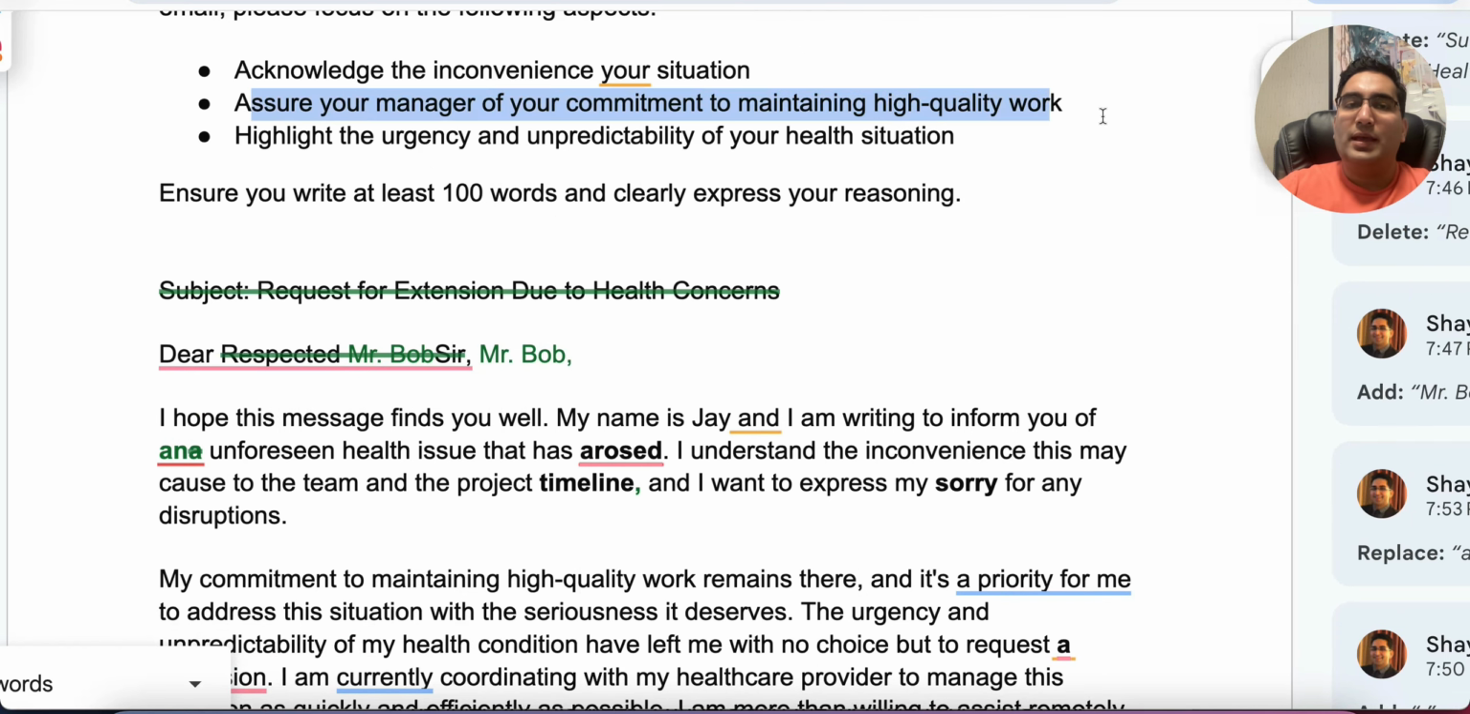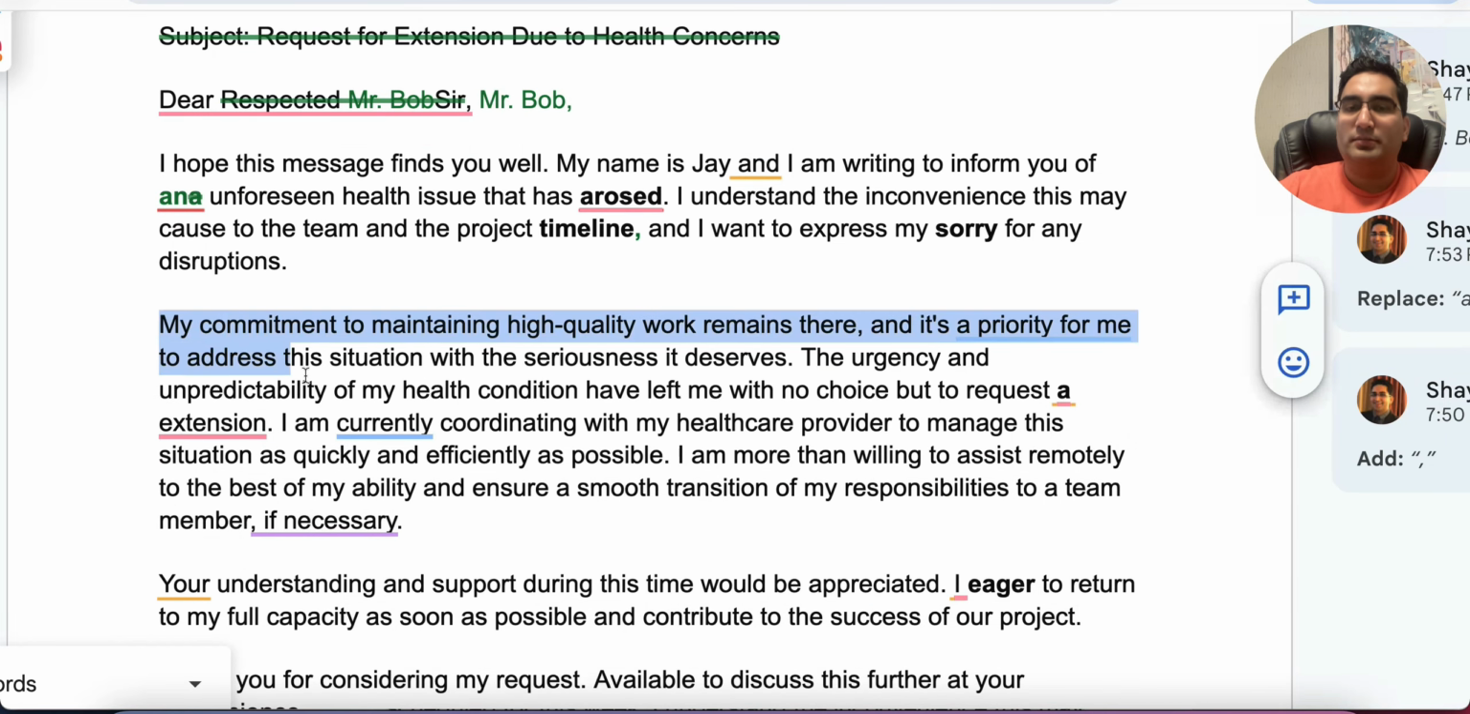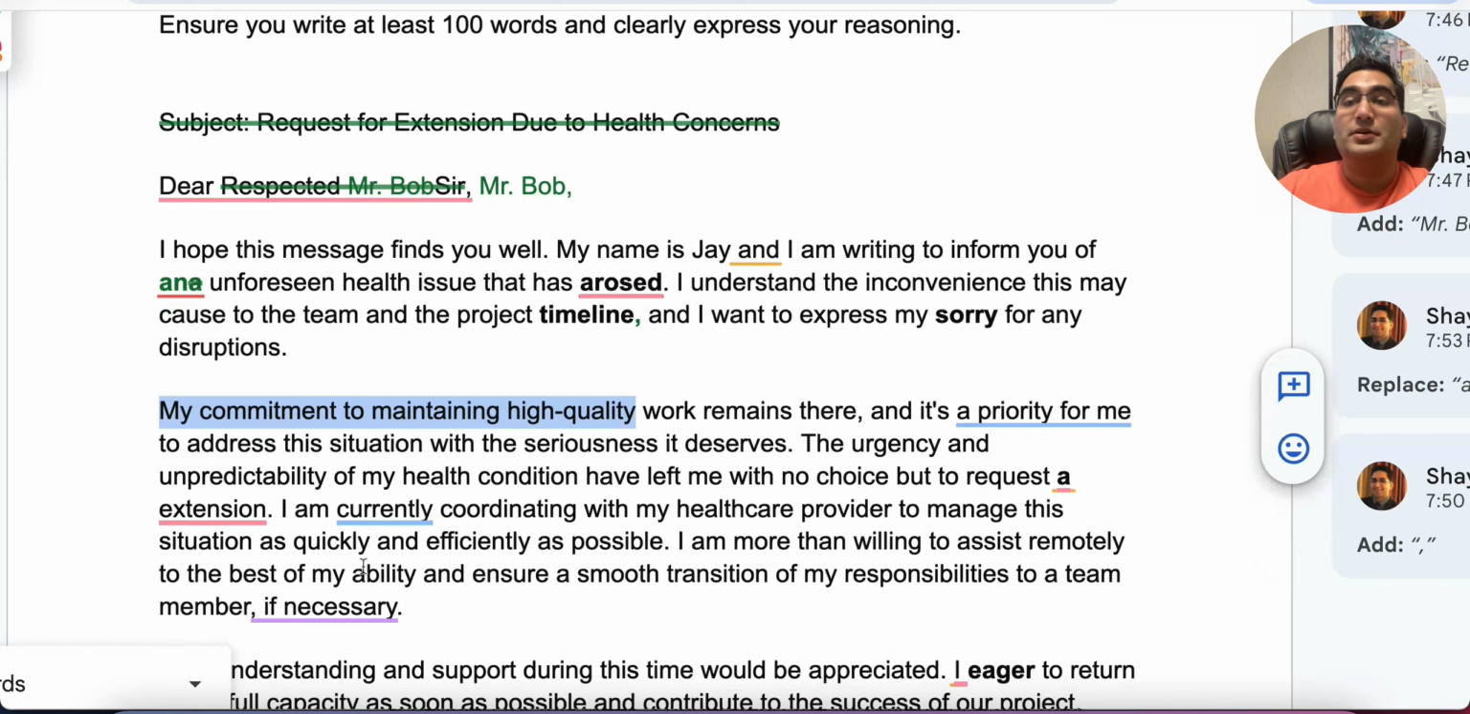Now the next one was: assure your manager of your commitment to maintaining high quality work, and the person addressed that here. So these words, my commitment to maintaining high quality work, it's good. He answered the question here. They are a double-edged sword, though, because you're telling the AI that yes, you are answering the exact bullet point right here, bullet point 2, but you're also copy-pasting words. That is wrong too, because you want to paraphrase them. You have to use your own words.